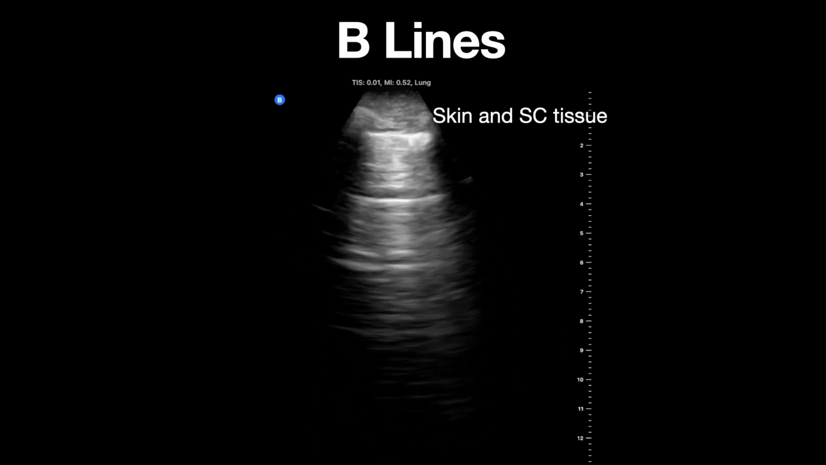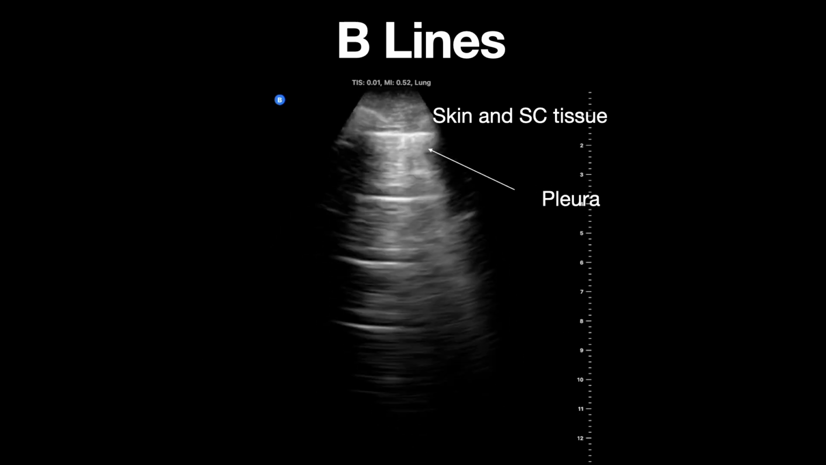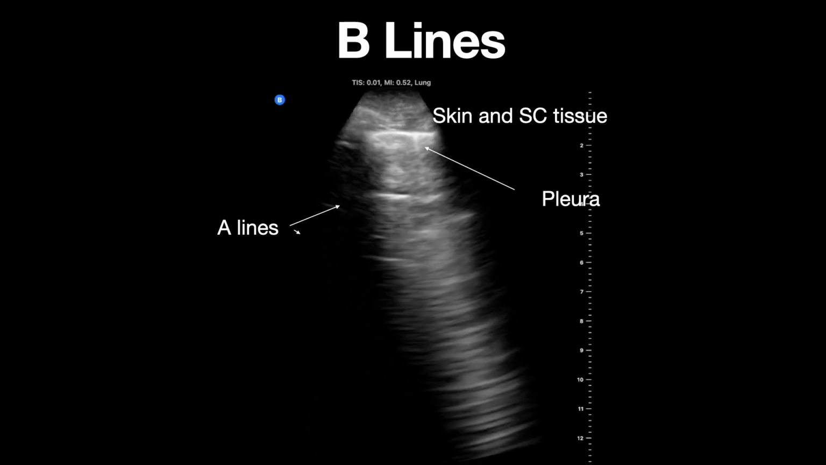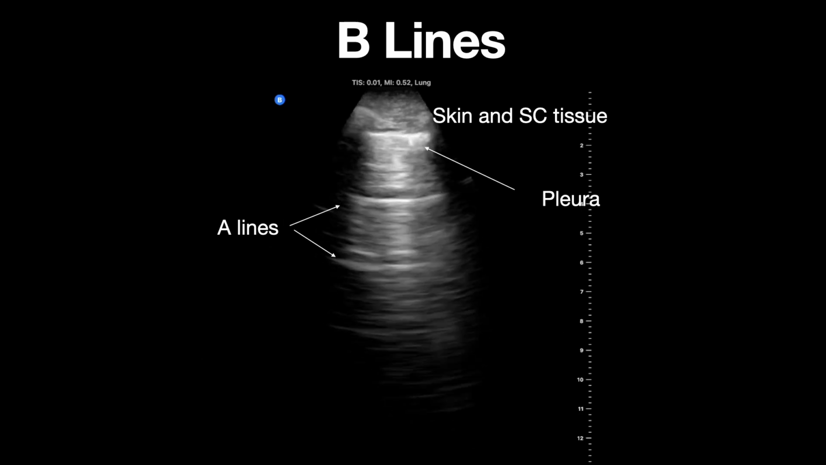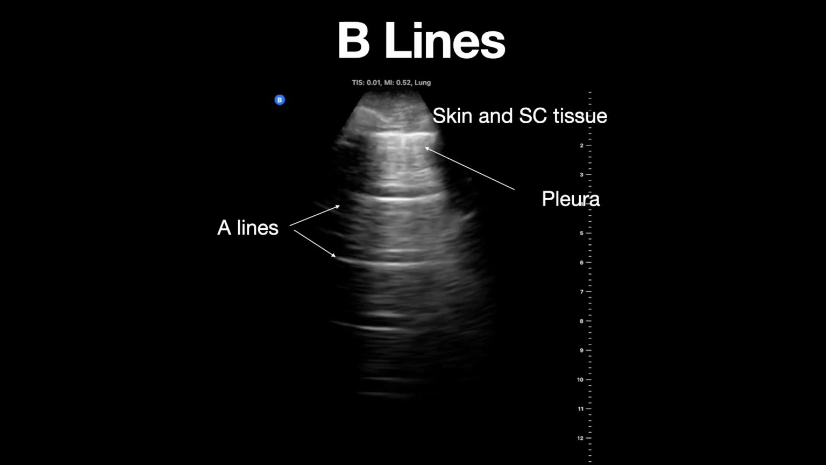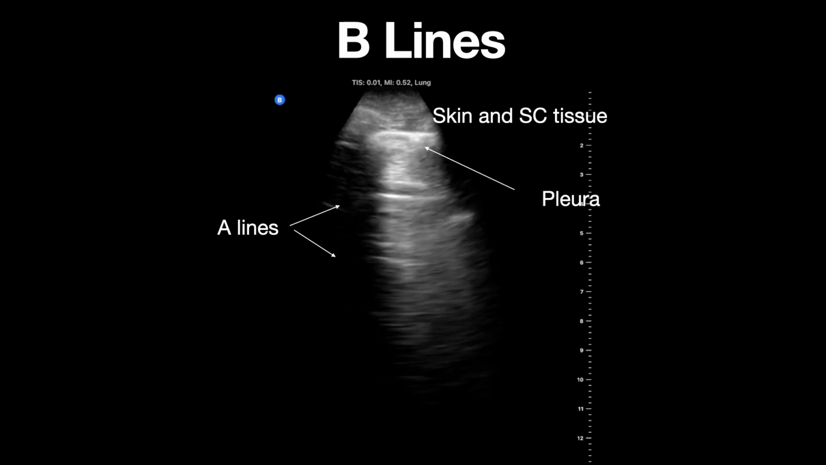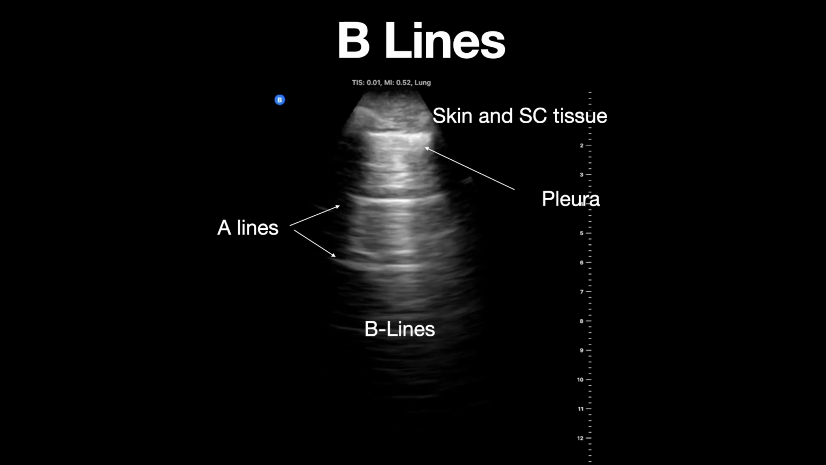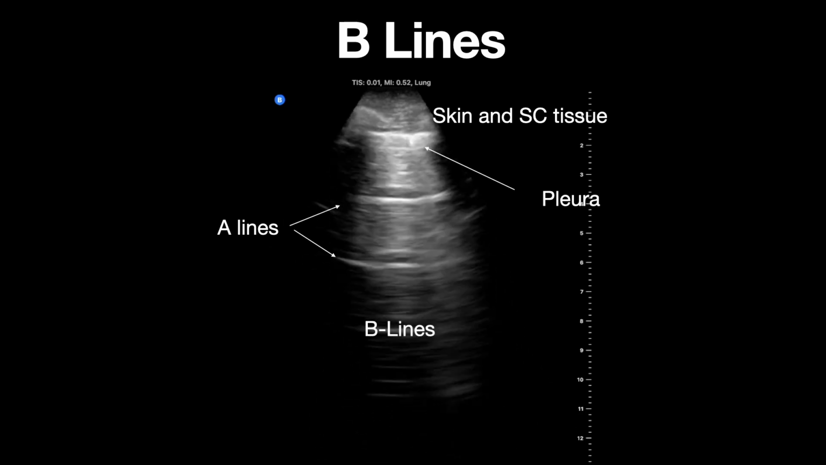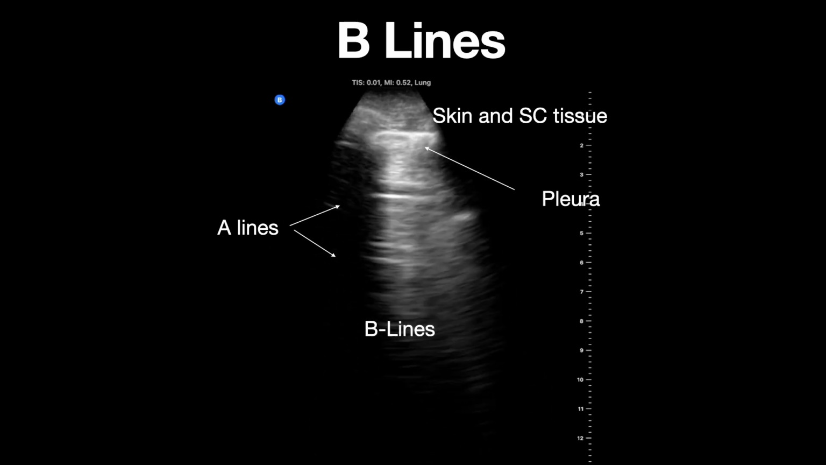Here we can see the skin and subcutaneous tissue, and then we can see the pleura. Also, there are some A lines. Now, note from the pleura some vertical artifacts or lines that appear and disappear and come back and forth, erasing the A lines. These are called B lines. It is normal to observe up to 2 B lines in a scanning area or a quadrant. More than 2 B lines might be abnormal.